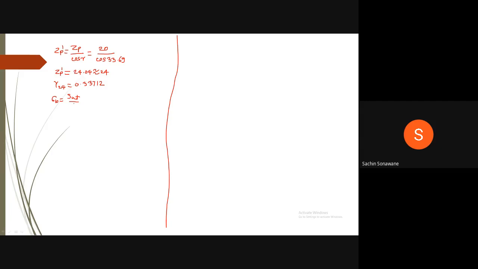Sigma b is equal to SUT divided by 3, which is equal to 660 divided by 3, which is equal to 220 Newton per mm square. The calculation is straightforward. Now determine the pitch circle diameters dp and dg. dp is equal to m into zp, which is 4 into 20, which is equal to 80 mm. dg is equal to m into zg, which is 4 into 30, which is equal to 120 mm.